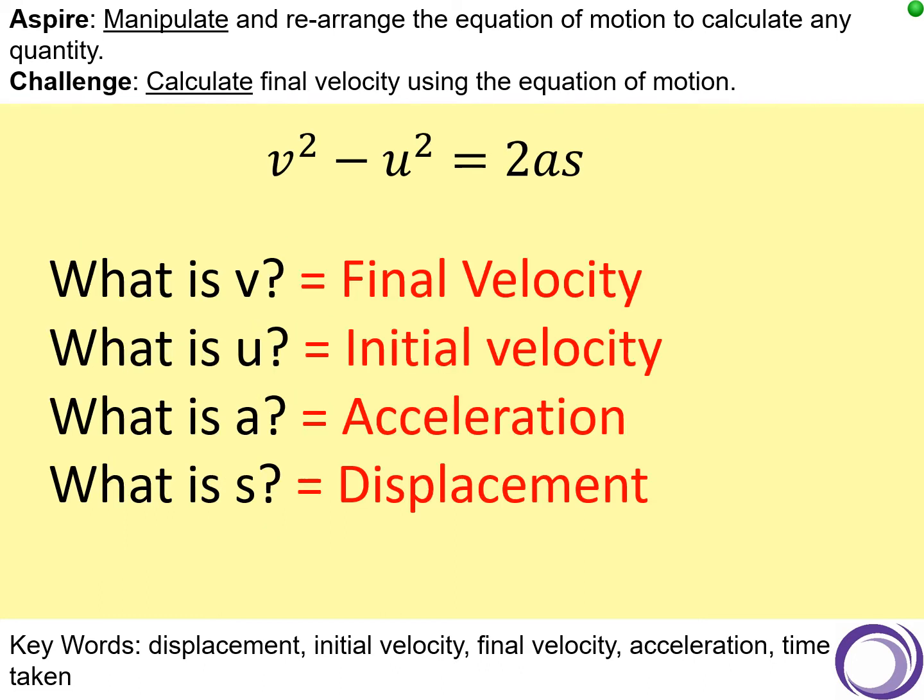Okay, let's go through some answers. So V is the final velocity. If you haven't got that, please make sure you've got a note of it. U is the starting velocity or the initial velocity. A is acceleration and S is displacement.